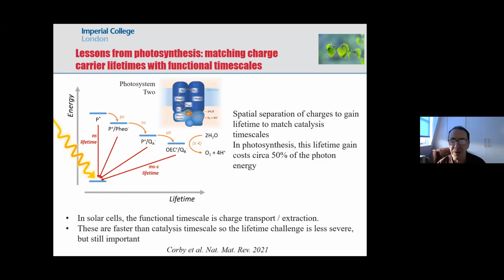In a solar cell, we don't need to drive catalysis. We need to enable our photogenerated charges to get to the contacts for transport. So we need to have a lifetime of our charges long enough that the charge can be extracted to the external circuit. That timescale is faster than for catalysis, but still very often there's a lifetime challenge, which is important in understanding function.